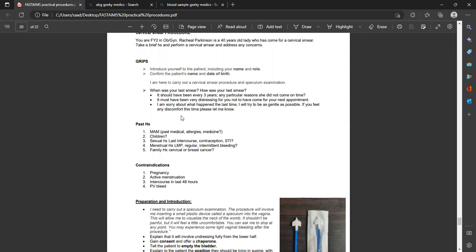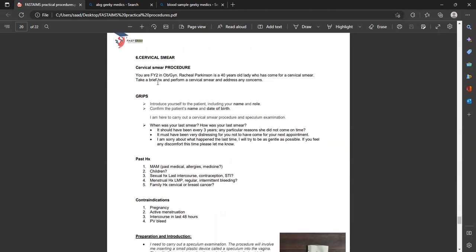You have to ask questions and then address them, because she had some pain. It was distressing for her. That's why she did not have a cervical smear in the last 10 years. So we will see how we are going to address it.